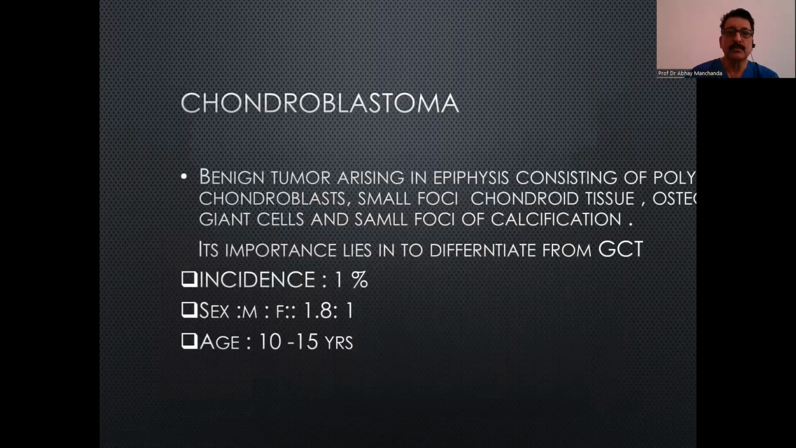Now we go to chondroblastoma. Chondroblastoma is a benign tumor arising in the epiphysis consisting of polychondroblasts, small foci of chondroid tissue, osteoblasts, giant cells, and small foci of calcification. Its importance lies in differentiating it from GCT. We have to be very careful when we see this case because we often confuse it with giant cell tumor. Its incidence is almost 1%. Males are again more affected, 1.8:1 ratio, and age is between 10 to 15 years.